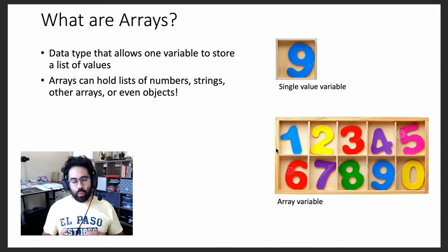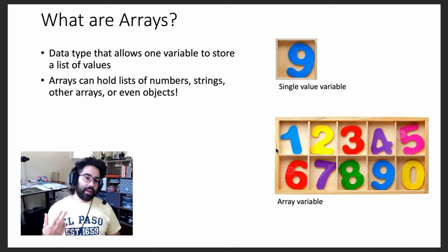In this video, we'll learn some basic properties of array data types in p5js, as well as how to save and retrieve data from an array. So what is an array? Well, it's a special data type that allows one variable to store a list of values. And arrays, just like single value variables, can hold numbers, strings of texts, other arrays, or even objects.